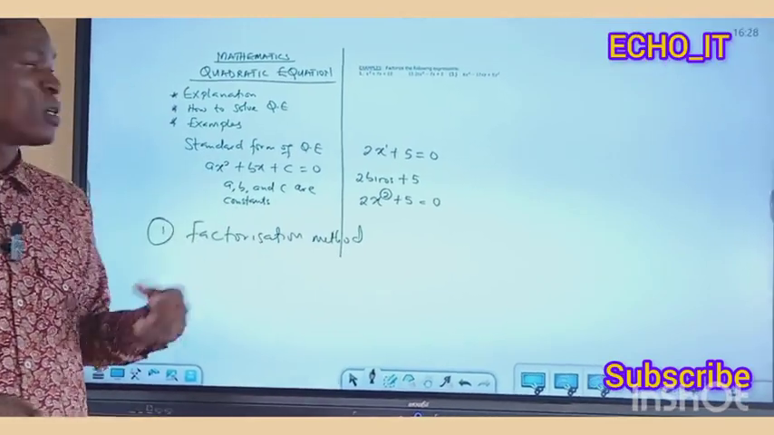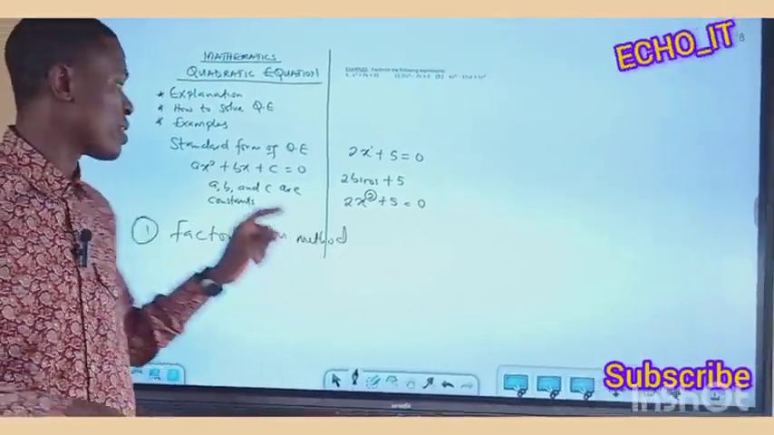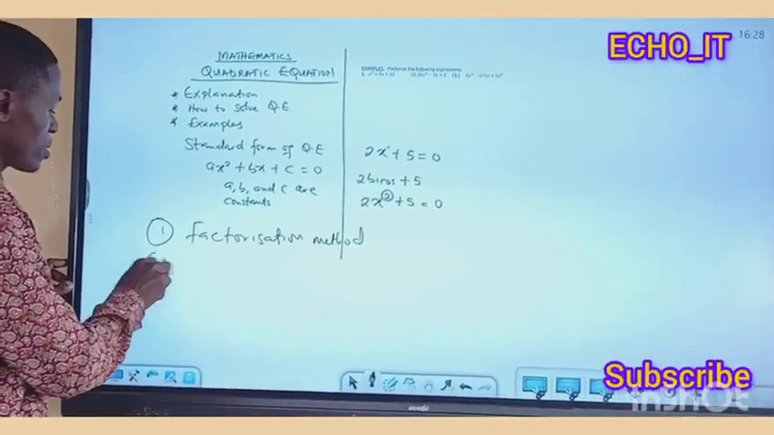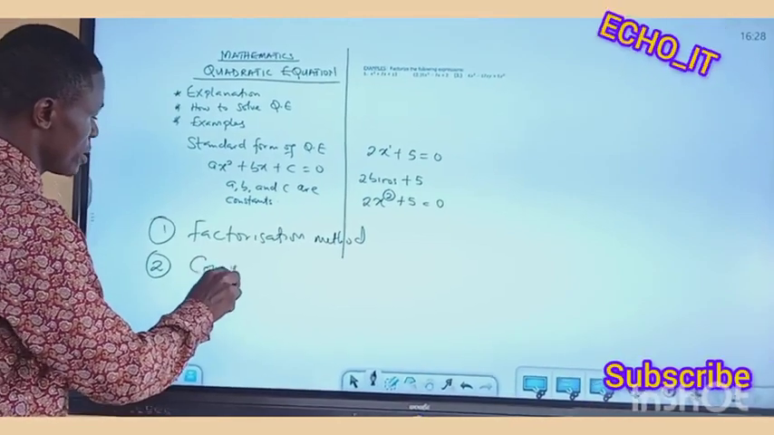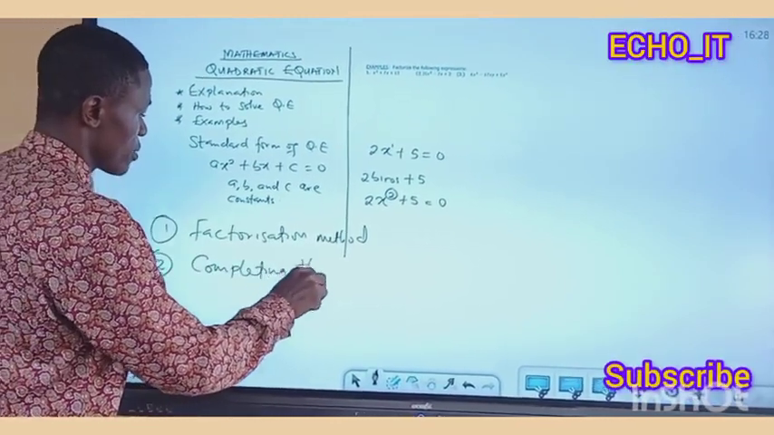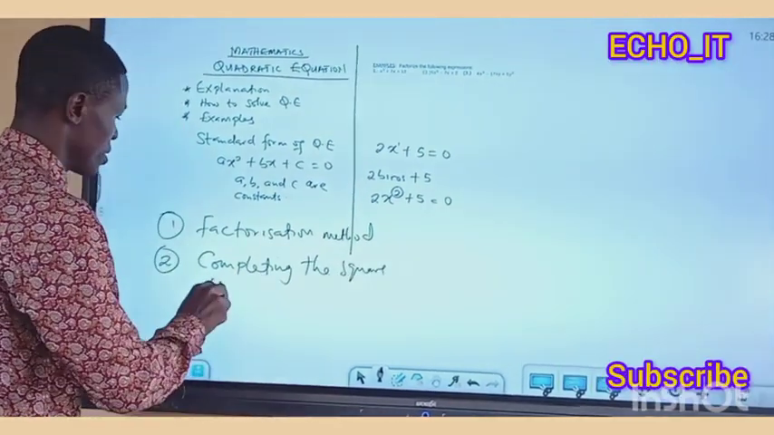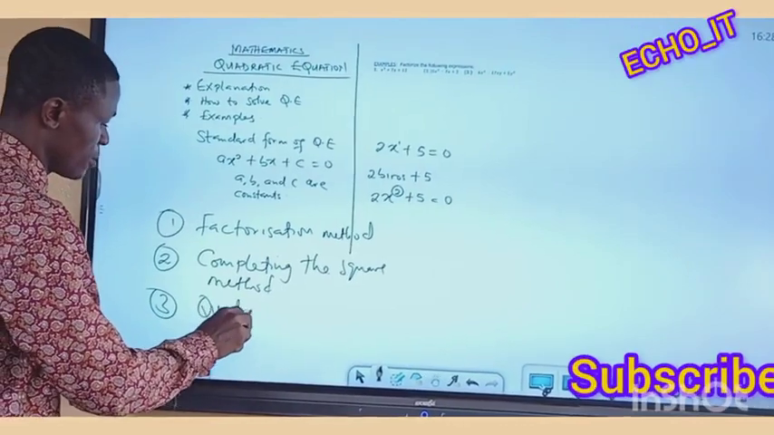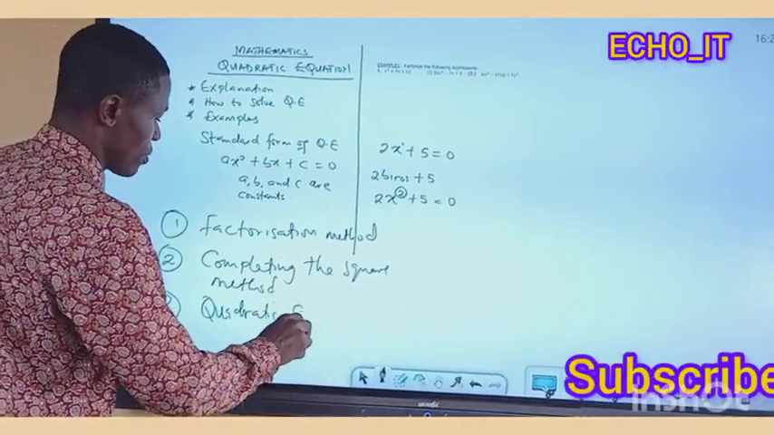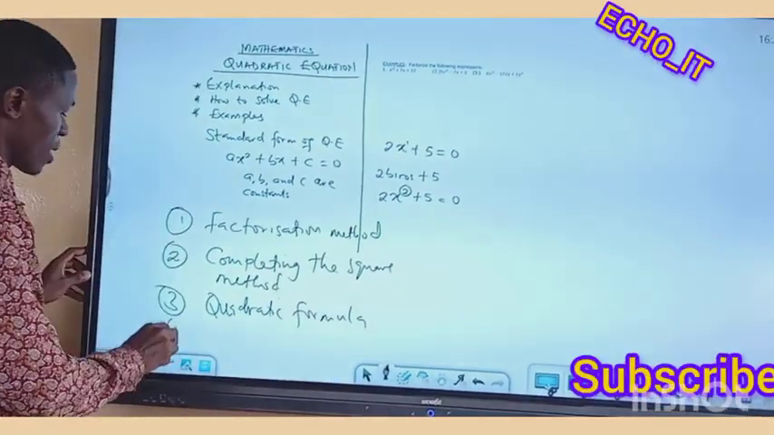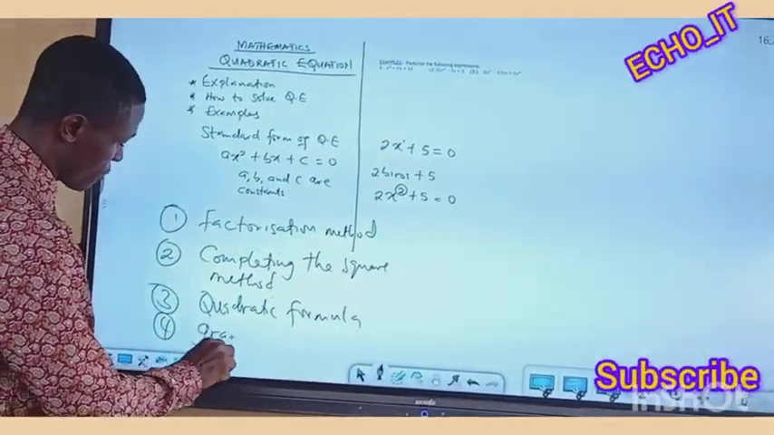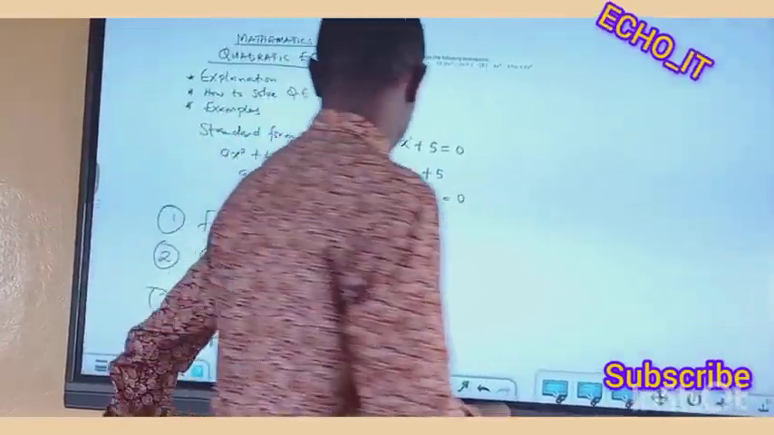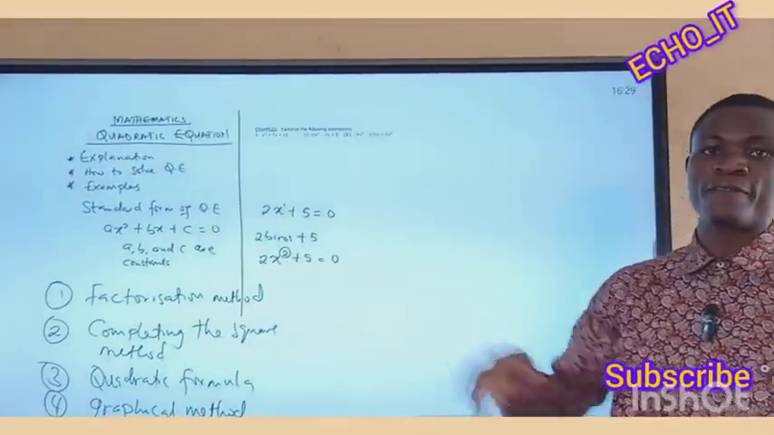When you are asked to solve, you are asked to look for the value of x that will make this equation true. Completing the square method. The third one, you can use the quadratic formula, known as the almighty formula. While the last one is your graphical method. So those are the four methods we'll be looking at in detail. So let's look at the factorization method.